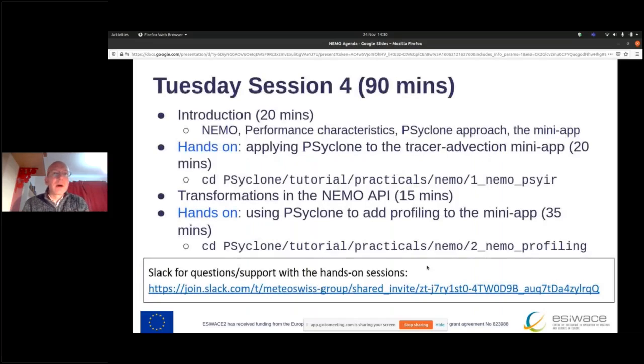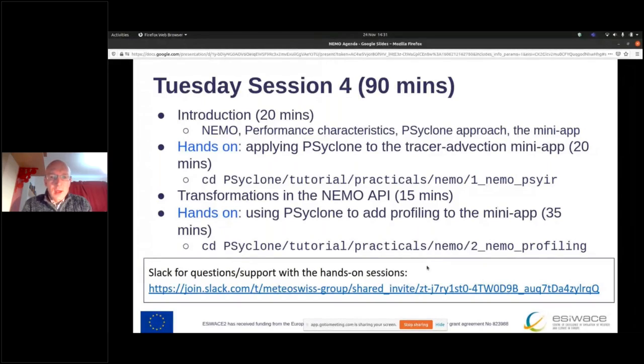We have an hour and a half today, where I'm going to kick off by giving you an overview of NEMO in case you're not familiar with it, its performance characteristics, and then looking at how Cyclone deals with this existing code. Then I'll talk a little bit about the mini app that we're going to use in the hands-on sessions. Following on from that, we're going to a hands-on session where you really just start playing with applying Cyclone to the existing Fortran code in the mini app, just investigating the CIR that it produces and things like that.